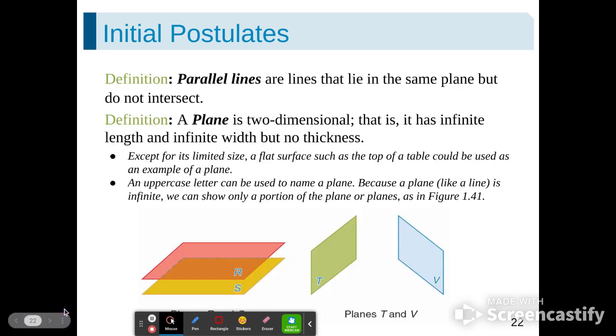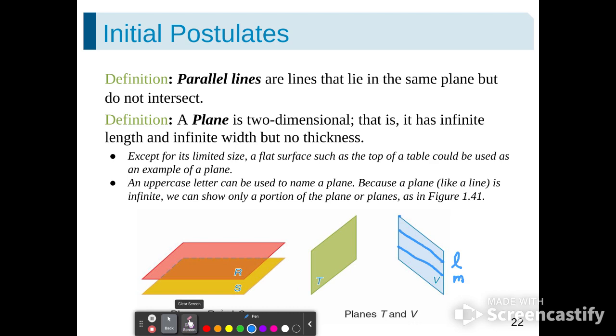Parallel lines. Going into this, it seems very straightforward, but parallel lines are lines that lie in the same plane. The most simplified situation is that if I have a plane, and I'm going to call it V, inside plane V I have a line that runs here, and a line that runs right there, and we'll call them line L and line M. Line L and line M are parallel because they're in the same plane.